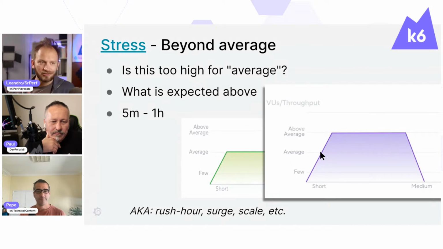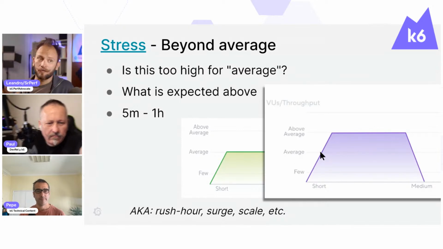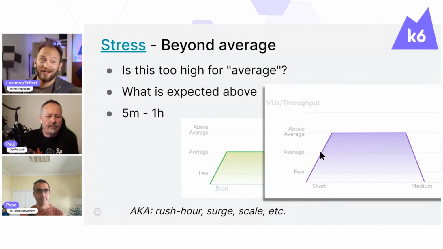I have heard it as rush hour, surge test, scale test, if it will scale up to this point. Some others consider it to be the test that tries to break the system, which is another one. So it's interesting, and it's a big controversy here. Everyone having some past learned naming conventions.